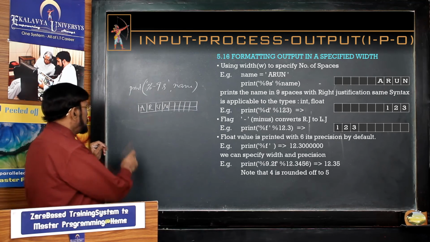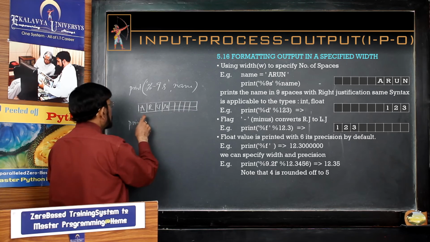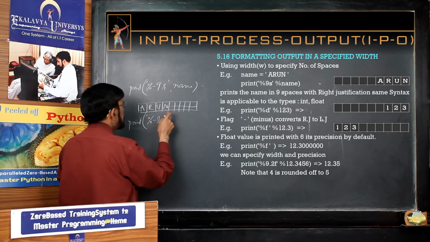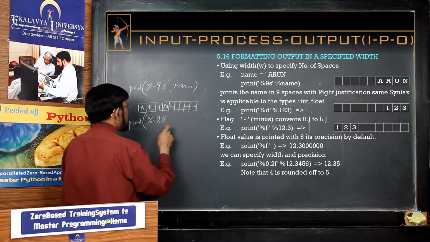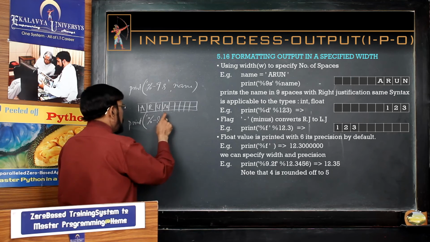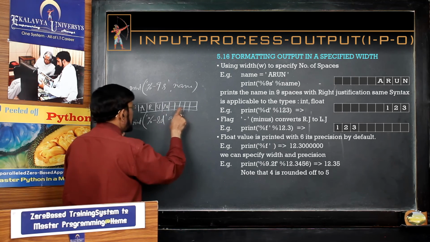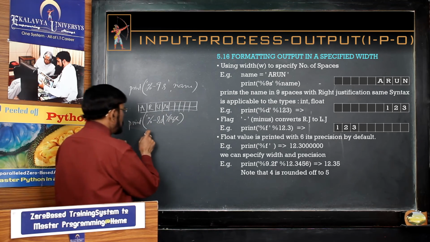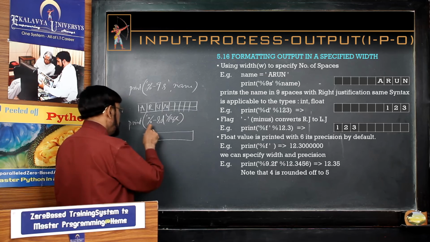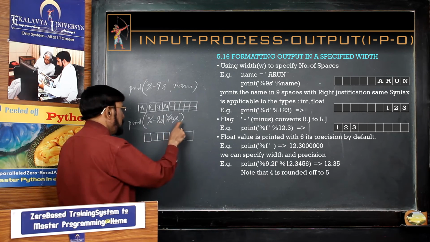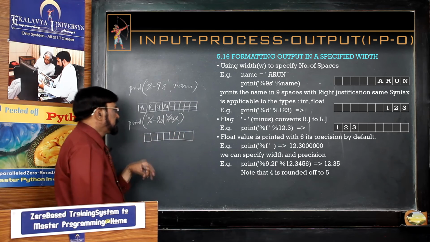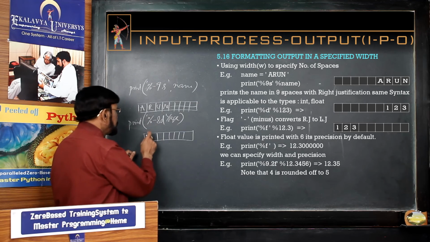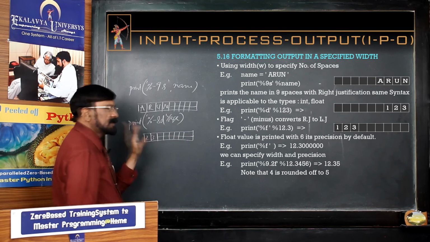The same principle is applicable for integer also. Now, that also you see: %-8d, the age. Now, as a result of that, what do you mean? 8 spaces are to be allocated: 1, 2, 3, 4, 5, 6, 7, 8. And the age, 23, is printed with a left justification. Here 6 spaces are blank.